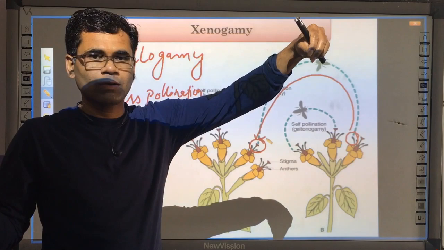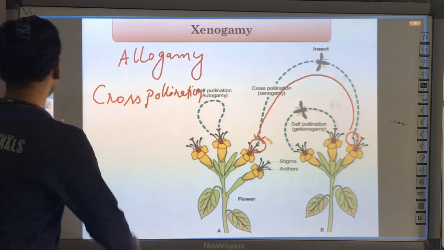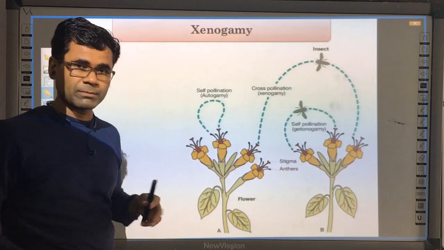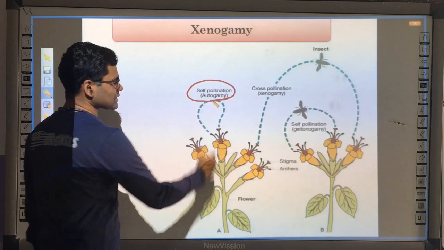Okay, and that's why it is called allogamy. So in this diagram here, in a very short nutshell, I have summarized all the types of pollination also. As we talked about, the first one is autogamy. Autogamy is an example of pure self-fertilization.